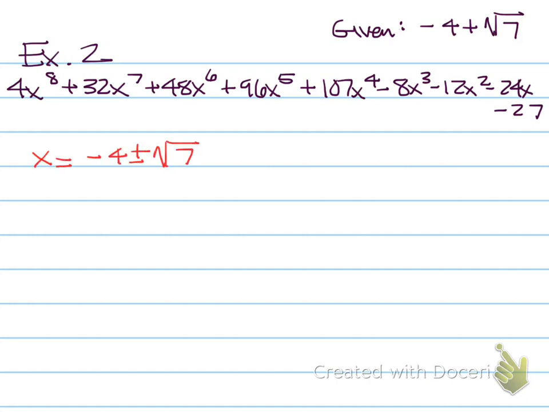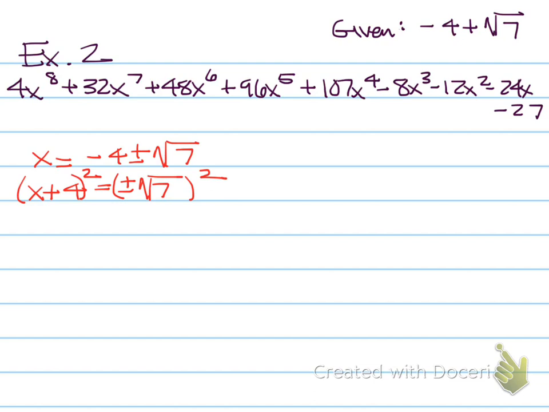So what I want to do is find out what the equation would be if I took those two roots. Each one of the factors for a polynomial you can write as x minus the root. So I'm going to write each one of those as x minus the root, and multiply those two.